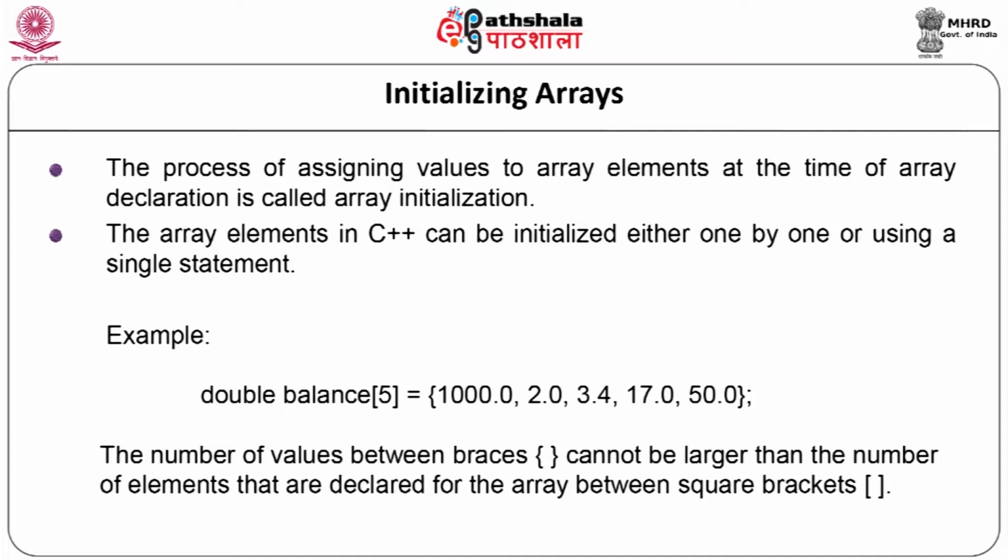The number of values between the braces, which are used as curly braces, cannot be larger than the number of elements that are declared for the array between the square brackets. So, here if the array is declared for 5, we have to give only 5 initial values.